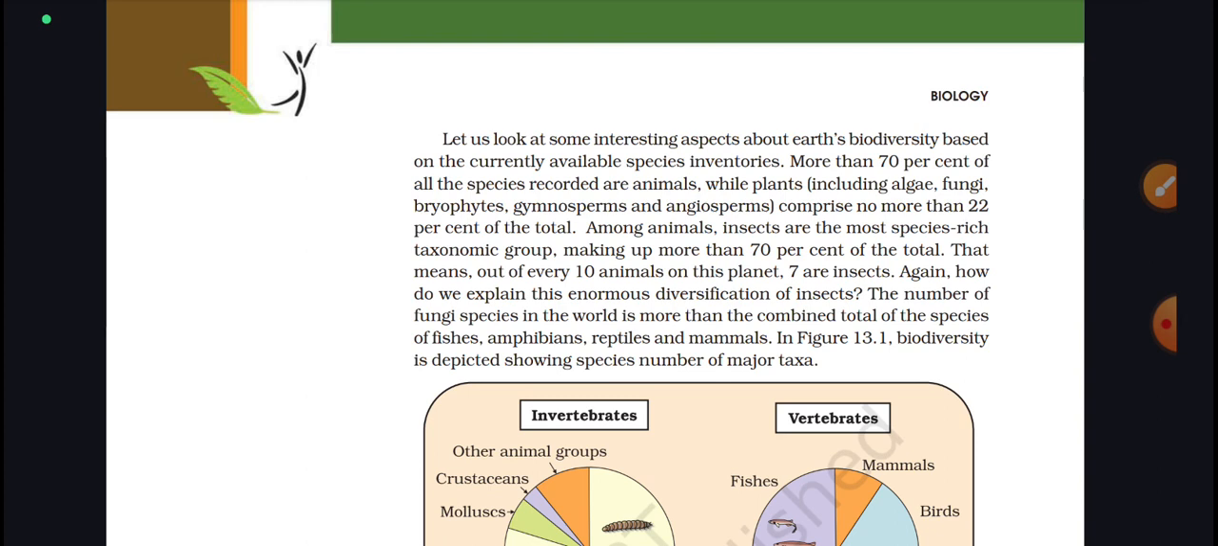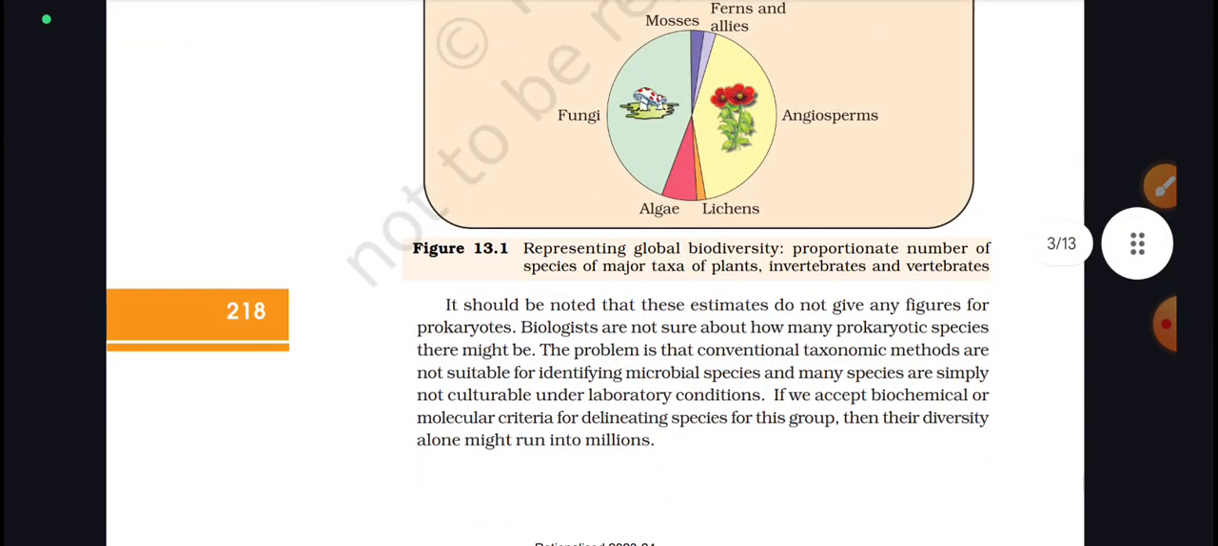The number of fungi species in the world is more than the combined total of the species of fishes, amphibians, reptiles, and mammals. In figure 13.1, biodiversity is depicted showing species number of major taxa. It should be noted that these estimates do not give any figures for prokaryotes. Biologists are not sure about how many prokaryotic species there might be. The problem is that conventional taxonomic methods are not suitable for identifying microbial species, and many species are simply not culturable under laboratory conditions. If we accept biochemical or molecular criteria for delineating species for this group, then their diversity alone might run into millions.